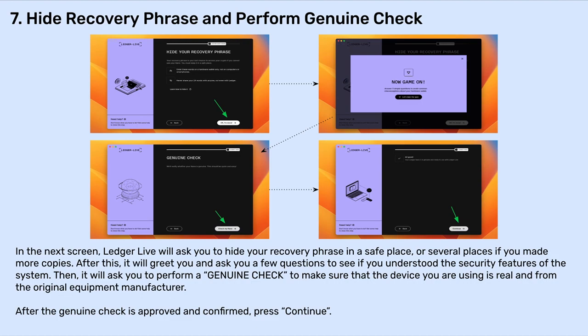After this, it will greet you and ask you a few questions to see if you understood the security features of the system. Then it will ask you to perform a genuine check to make sure that the device you're using is real and from the original equipment manufacturer. After the genuine check is approved and confirmed, press Continue.